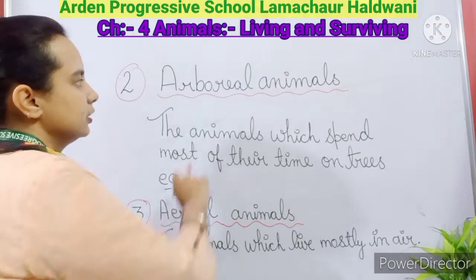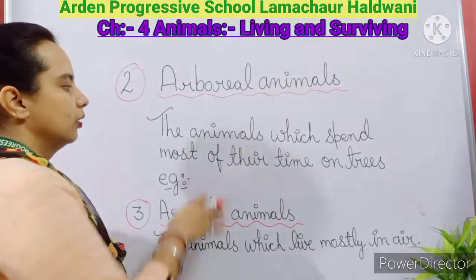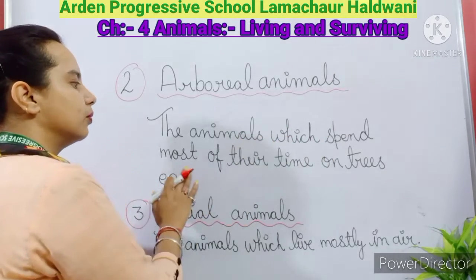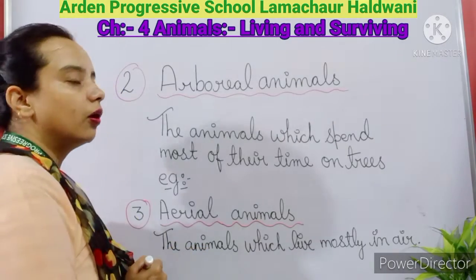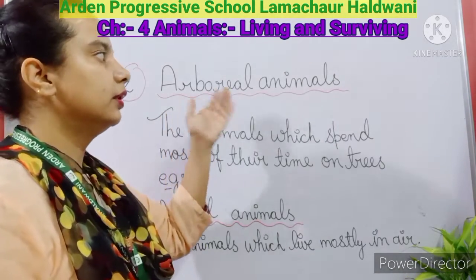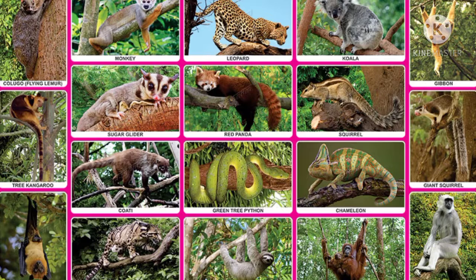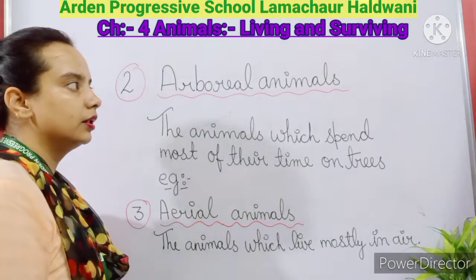The next classification is the arboreal animals. These are the animals which spend most of their time on the trees. The animals that live on the trees are known as arboreal animals, like the chameleon, squirrel, and birds. They also spend most of the time on the trees, and the lizard is also there. So these are examples of arboreal animals.